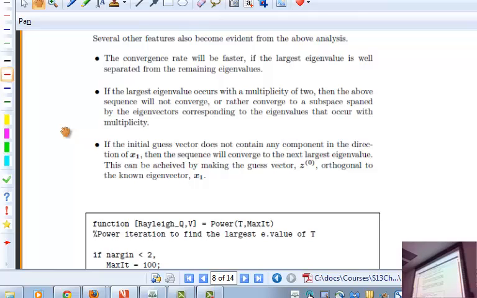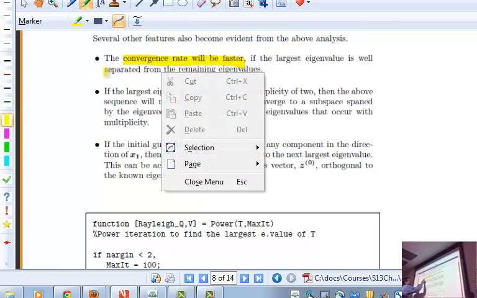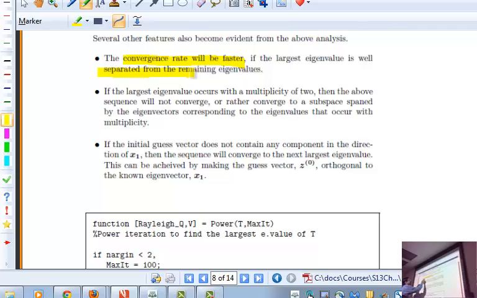If the largest eigenvalue occurs with a multiplicity of 2, then the above sequence will not converge. But what will happen is the vector will live in the subspace of x1 and x2. So you will find it hard to detect whether it has converged. How do you detect it has converged? The direction should not change, right? But if the vector keeps oscillating between two values from iteration to iteration, you will never converge. So if it fails to converge in your test for convergence, you can suspect that you are in a subspace of your eigenvector space.